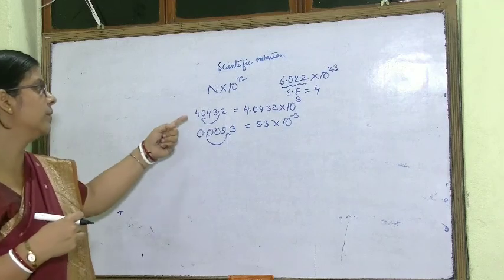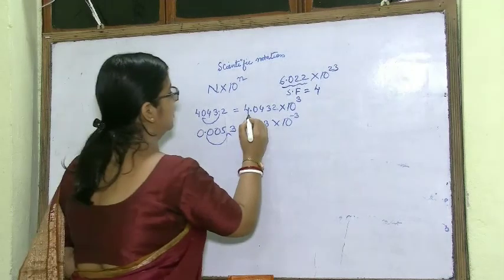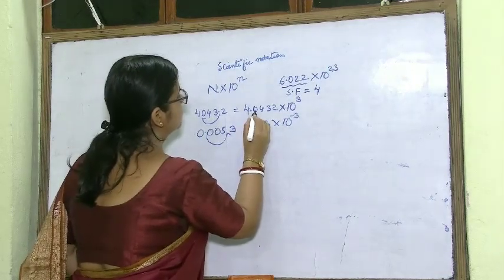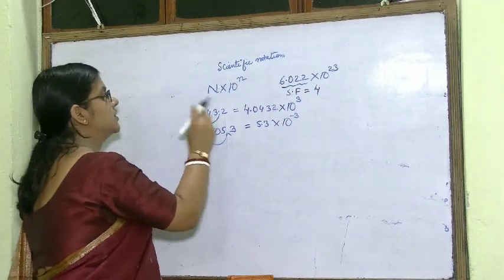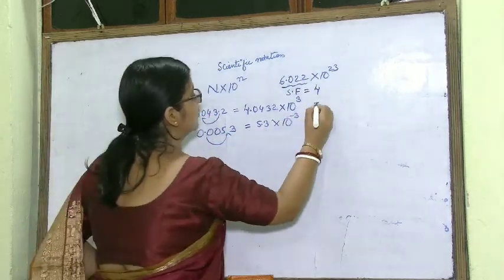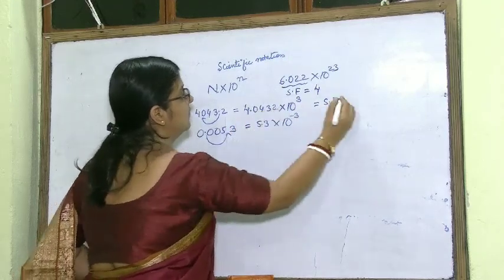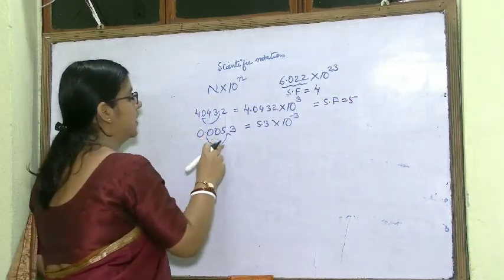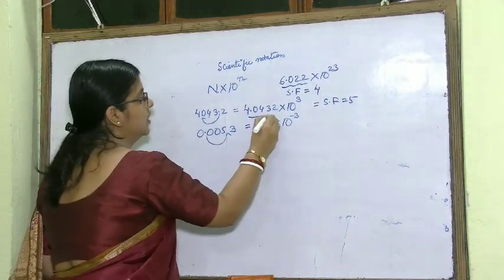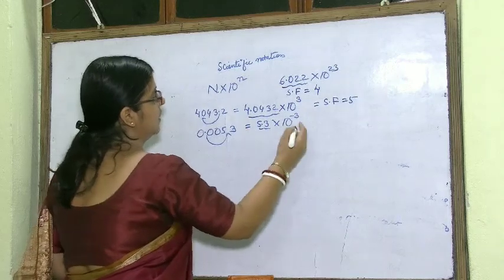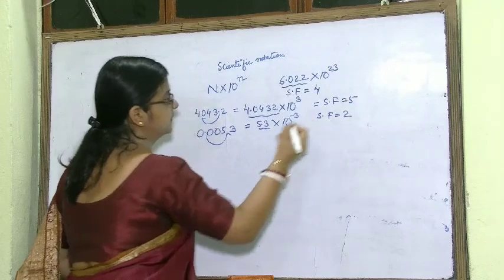Now what will be the number of significant figures here? The number of significant figures here will be 1, 2, 3, 4, 5. And here also it is 5. Here it will be 1, 2, 3, 4, 5. And here I am calculating the number of significant figures, it will be 2.